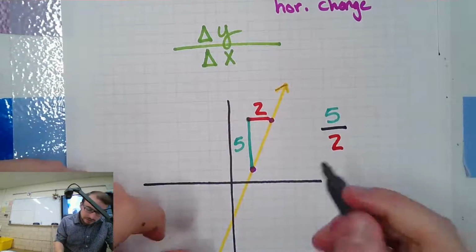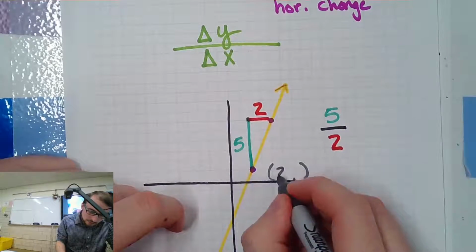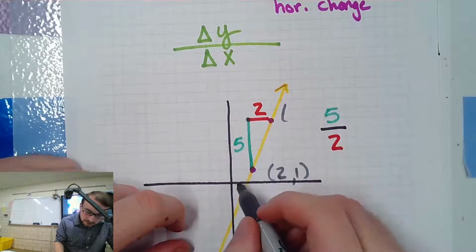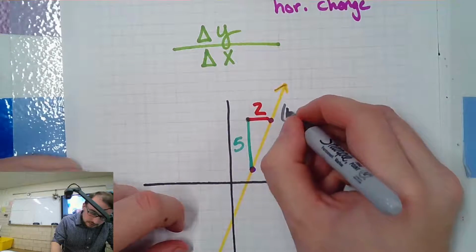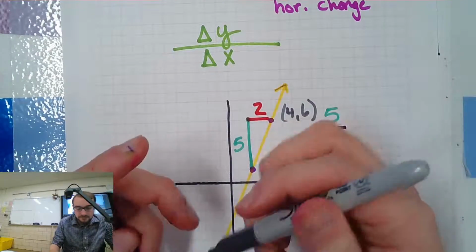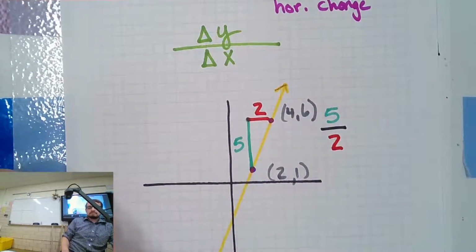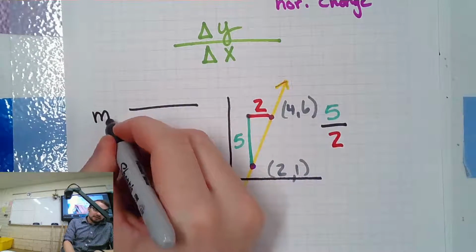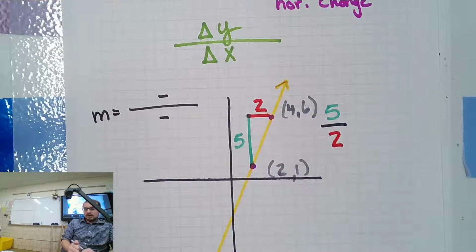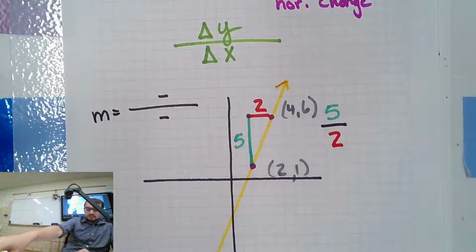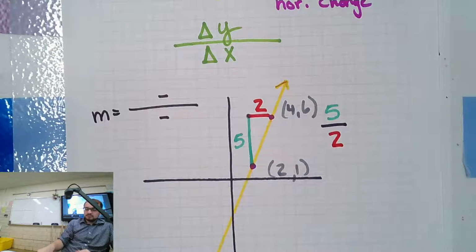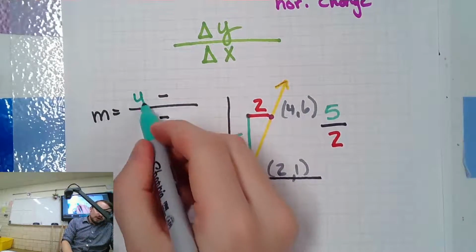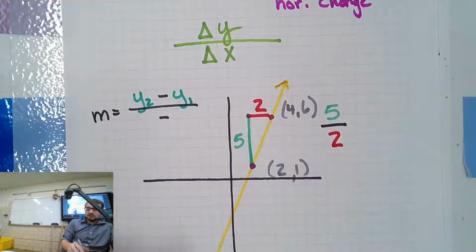Let's find the coordinates here. Looks like this guy down here is 2, 1. And this guy right here looks like 4, 6. What else is slope? How can we calculate slope? We can subtract, can't we? What are we subtracting? The y's, right? We're subtracting the y's and we're subtracting the x's.